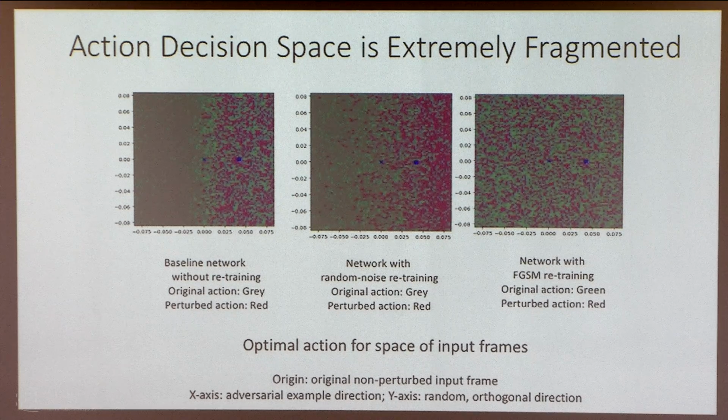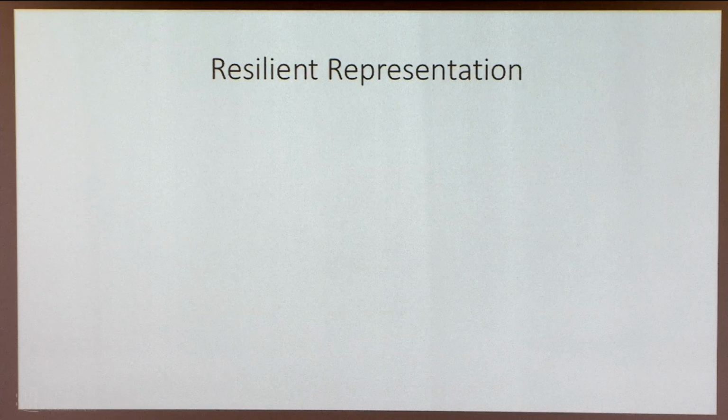that input frame. And from what you can see here, this action decision space is very fragmented. So this is another indication of why the attack is happening. In fact, this action decision space is not smooth. If you make very small perturbations, the predicted action actually will change.